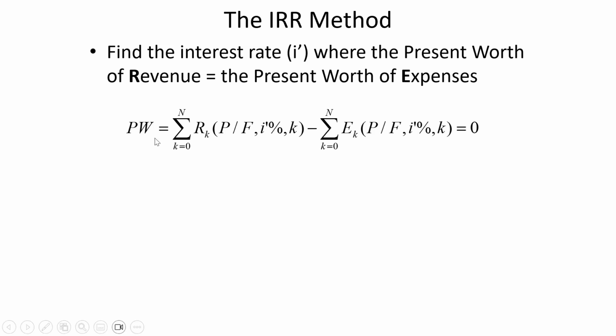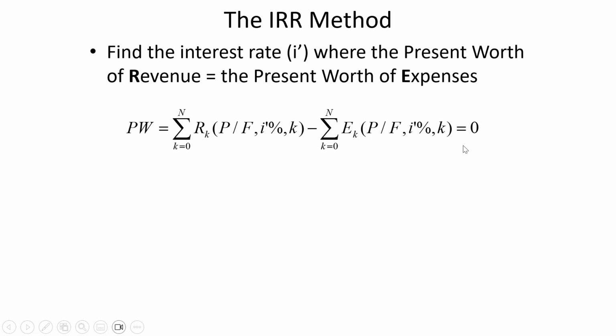It's saying that the present worth is equal to 0 when you've got revenues and expenses, and you're discounting all of them to the present. So all of the revenues over time, like we just did, we're finding the present value of each one of those future amounts. And this is saying that there is some interest rate, I prime, the unknown interest rate, which makes the revenues and the expenses equal to each other.